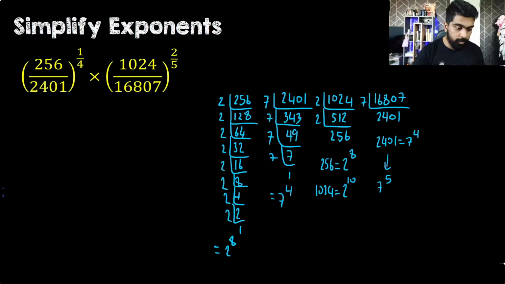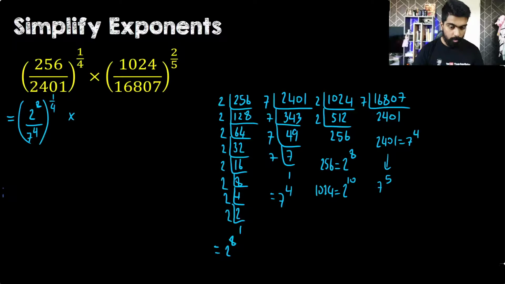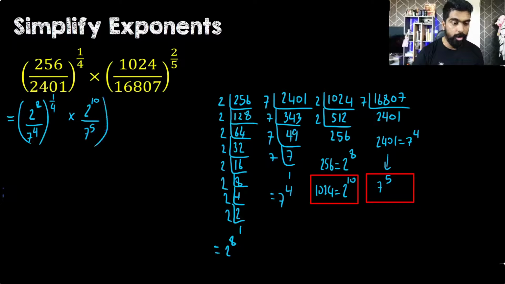All right, so let's substitute in the question. So 256, guys, is equal to 2 to the power of 8 over 2401 is 7 to the power of 4, and all of this is raised to the power of 1 over 4. All right guys, now multiplying with 1024 is 2 to the power of 10 over 16807 is 7 to the power of 5, and all of this raised to the power of 2 over 5.